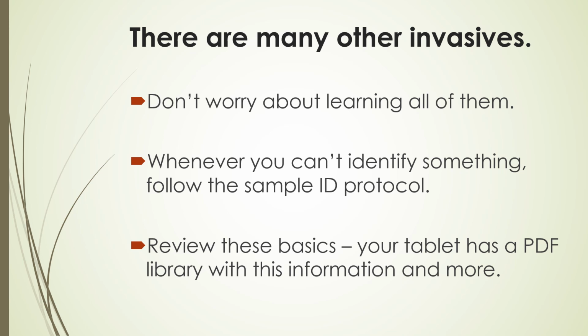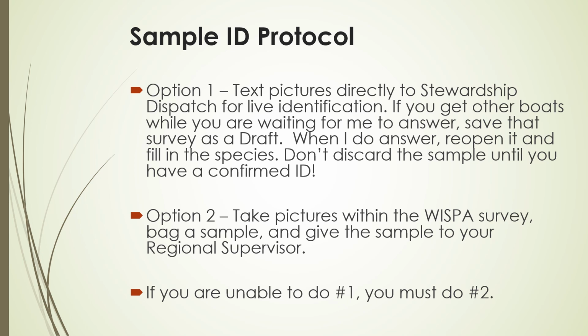You start off the season getting confirmed identifications for all interceptions, but you will get clearance from me or your regional supervisor to identify certain species on your own after we're confident that you know it well. But whenever you are uncertain about something, always follow the sample ID protocol. And this is our protocol for identifying. You have two options. Number one, text a good picture to dispatch.